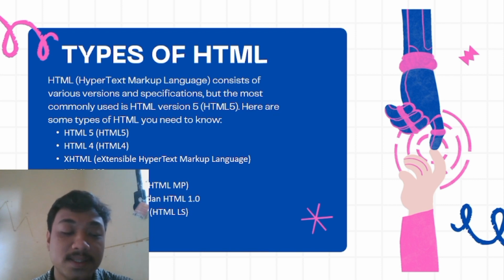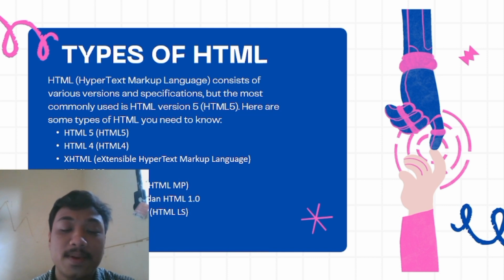Next is XHTML, or Extensible Hypertext Markup Language. This is a more rigorous approach to HTML writing, which follows XML rules. XHTML has a stricter syntax and requires more consistent writing rules than regular HTML. The latest version of XHTML is 1.1.